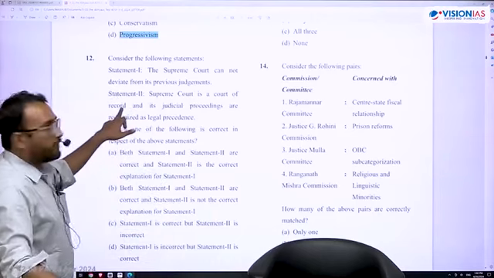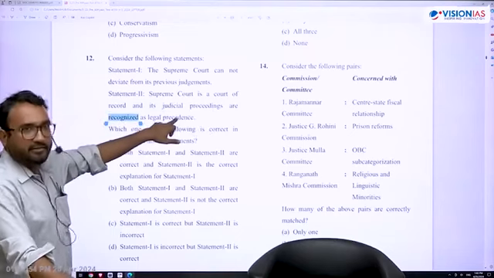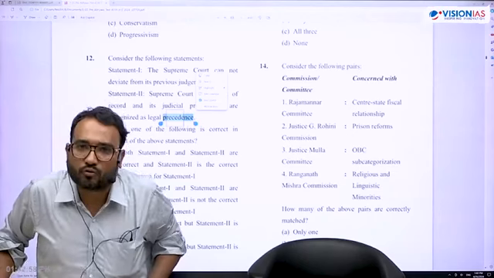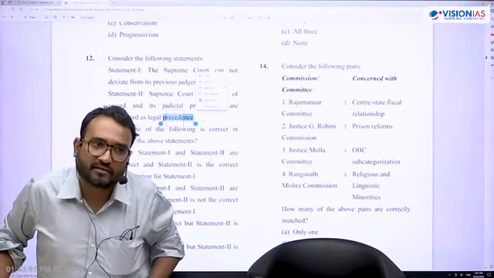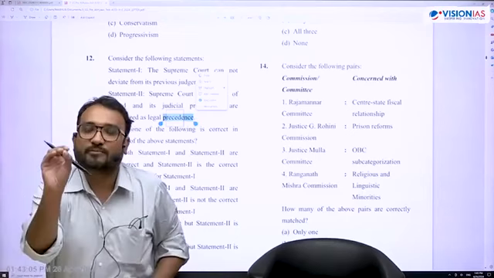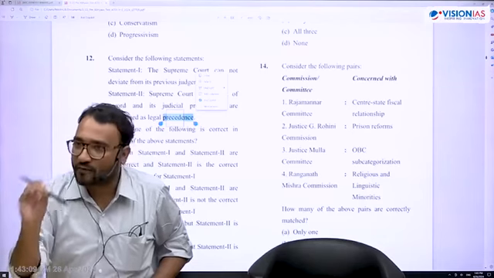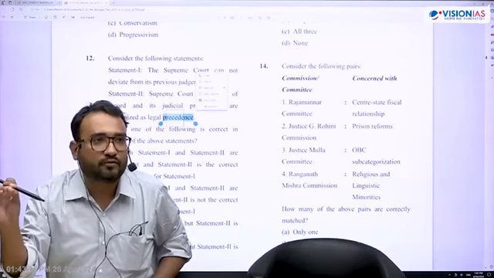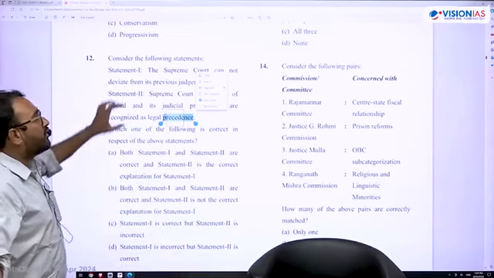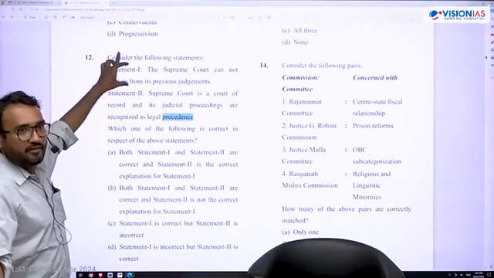Supreme Court is a court of record, Article 129, and its judicial proceedings are recognized as legal precedents. Yes, Article 129, any court that is a court of record, its proceedings are precedents. And Article 141 of the Constitution: every judgment of the Supreme Court shall be binding on all courts in India. So without an iota of doubt, this statement is correct and this statement is wrong.